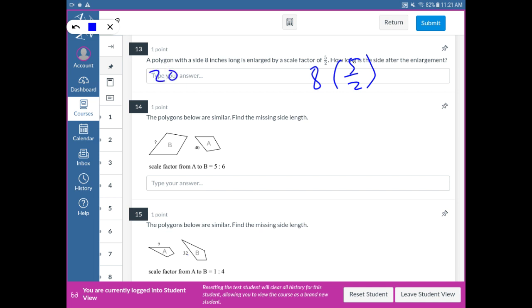Okay, on number 14, A is 5, B is 6. So line equals line. Since this one's on the right, these two numbers are going to go on top. So 40 matches up with x, 5 matches up with 6. So 5x equals 240. 240 divided by 5 is 48.